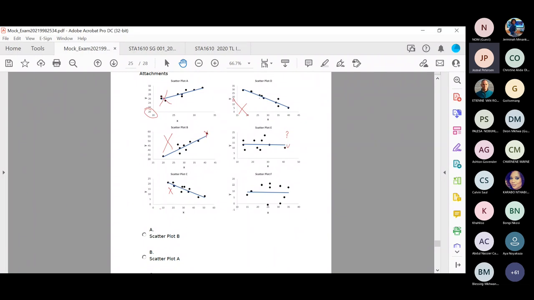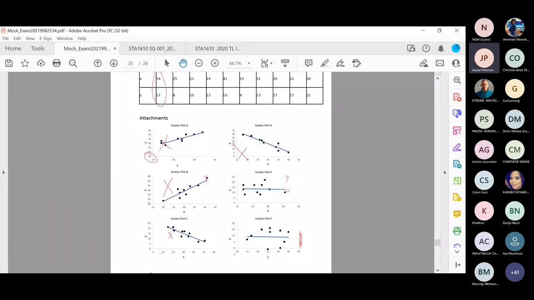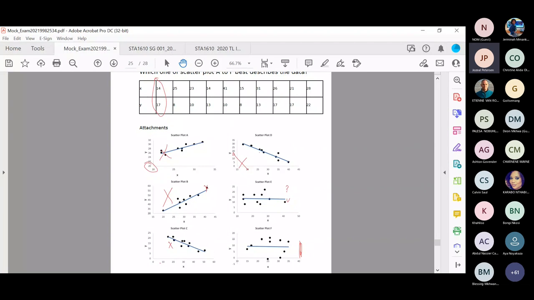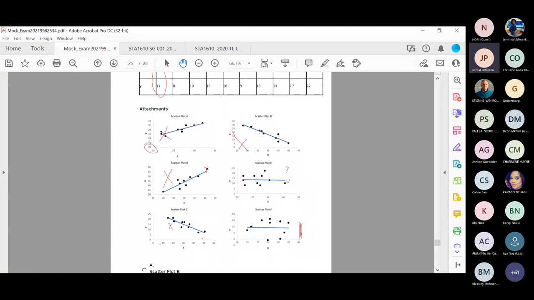So E is the only one that I can think of that can represent the data well, because this one doesn't have X of 40, it should be somewhere there. And there are no values for X that are more than 41. So these two values can't be correct. This one can be correct. So that can be correct. B can also be correct. Oh, but B started quick.